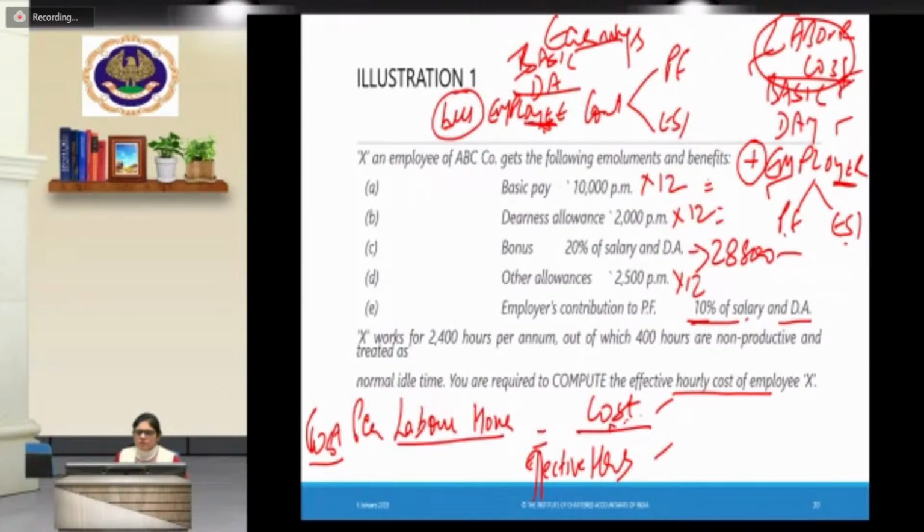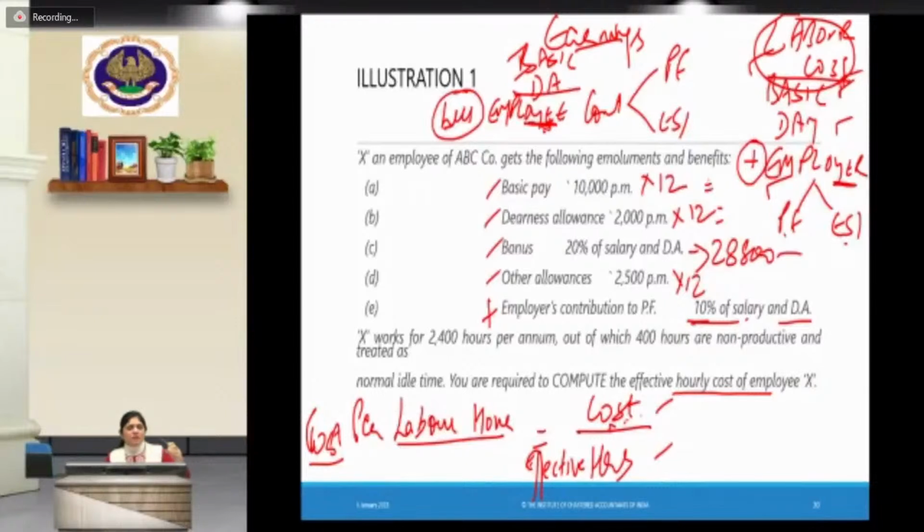Employer's contribution is 1,44,000 at 10%, so it's 14,400. Can I get the total cost of the employee? Basic plus DA plus bonus plus other employee allowances plus employer's contribution. We are calculating the cost. So in the cost, we add employer's contribution because employer's contribution is also a cost to the organization.